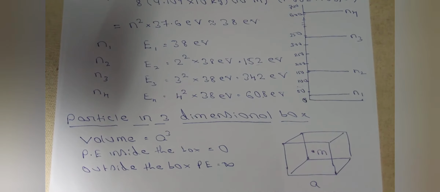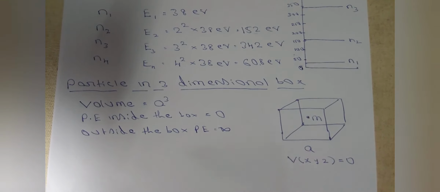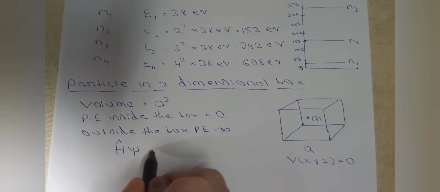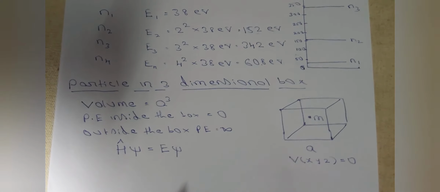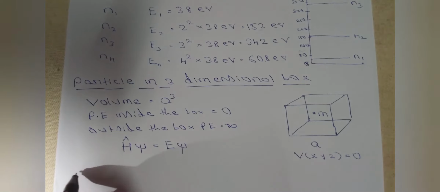So now what we can do is write the Schrodinger wave equation for this. We know that Hamiltonian xi is equal to E xi, and for a particle in a 3-dimensional box, we can write this Schrodinger wave equation.